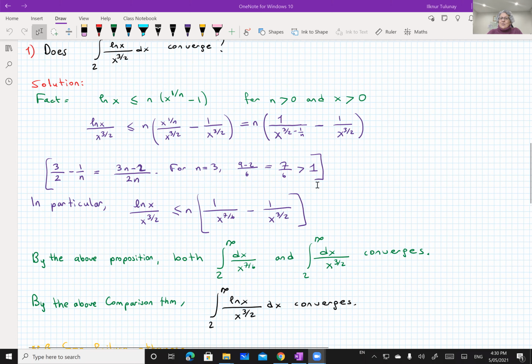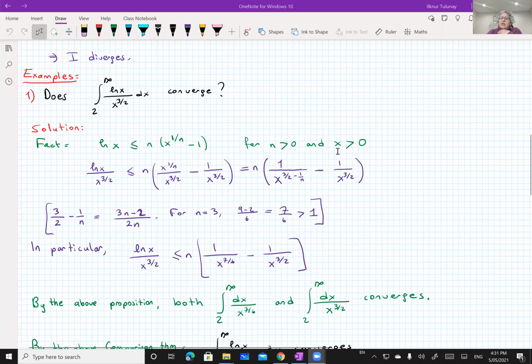And that will give me something useful to use the proposition and the theorem. Okay, so ln x over x^(3/2) is smaller than or equal to 1 over x^(7/6) minus 1 over x^(3/2). So we can write n equal to 3 here. But anyhow, by the proposition, this and this one converge because this number and this number are already bigger than 1. So both of them converge. Since both of them converge, this one converges by the comparison theorem. So this integral converges. That's all we need to do for this.